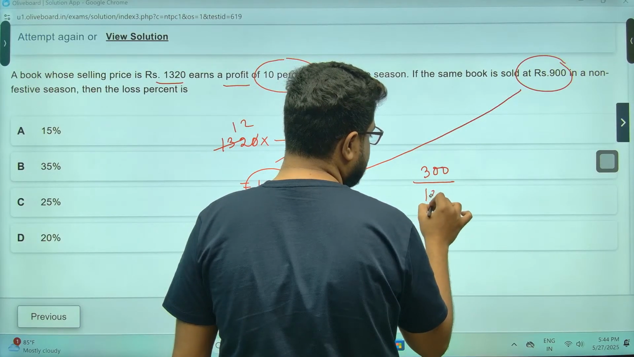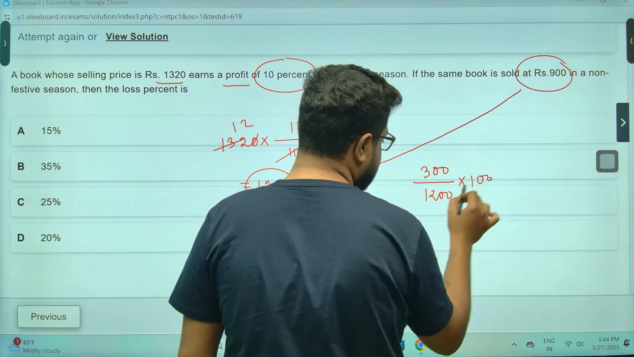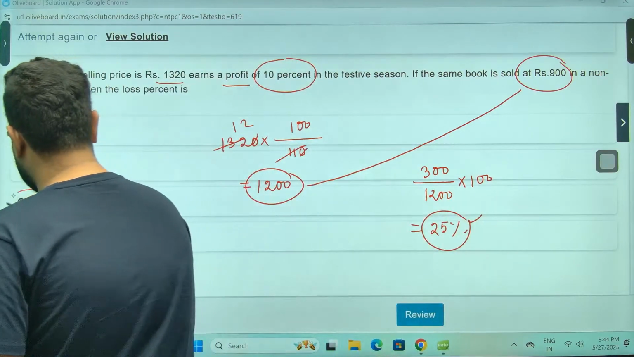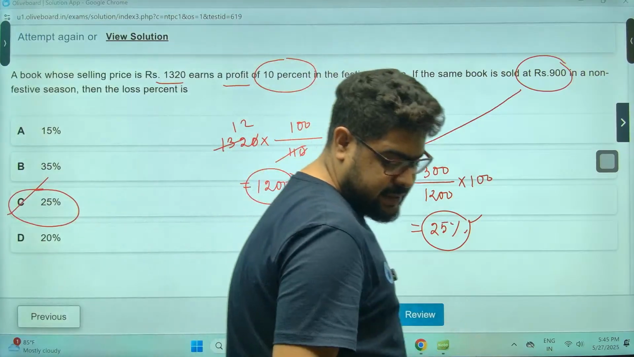Out of 1200 rupees, into 100. The answer is 1/4, which is 25%. The answer is 25%, sir. Option C.